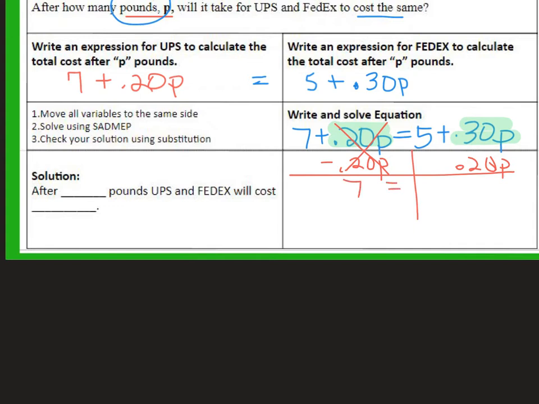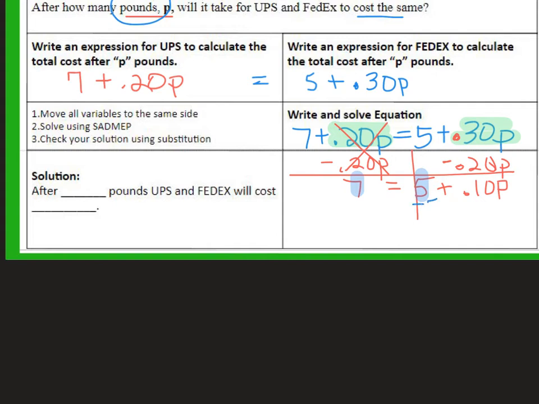This leaves me with 7 equals 5 plus 0.30, right? Plus, minus 0.20. So it's 0.30 minus 0.20 leaves me with 10 cents. Please make sure you use your calculator and don't forget that decimal. It's 30 cents minus 20 cents, okay? All right, so with that being said, I now have to move my constants, right? So I need to move my 5 over because I want my variables by themselves on one side. So therefore, that's what I'm going to do.